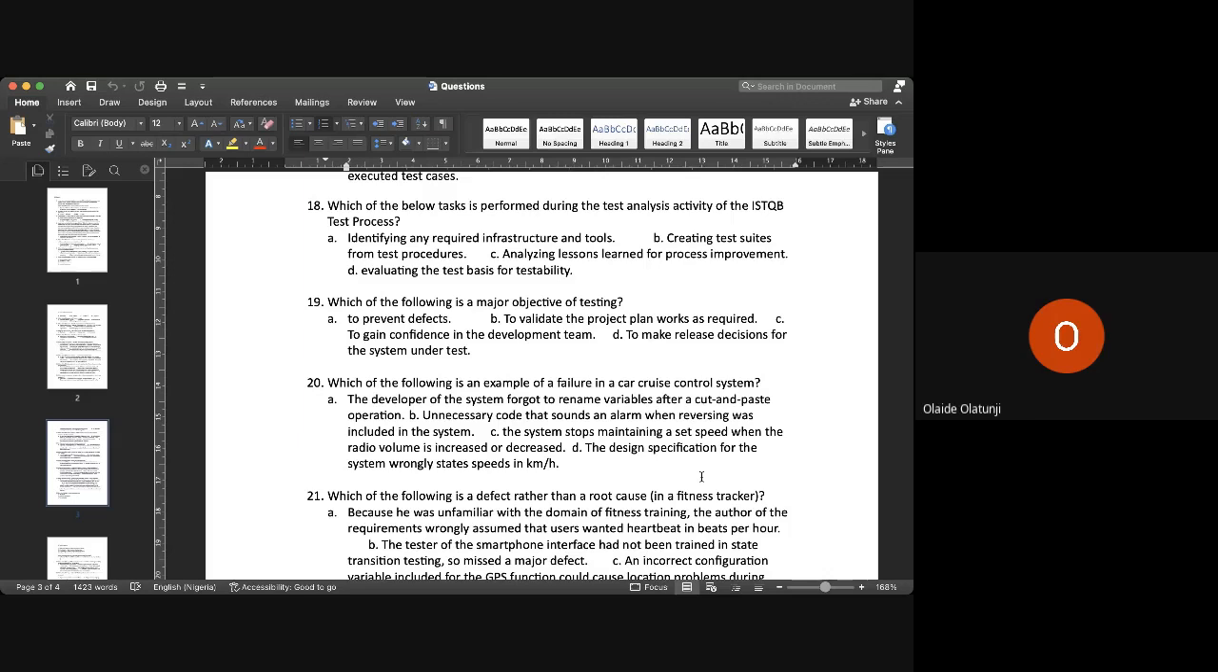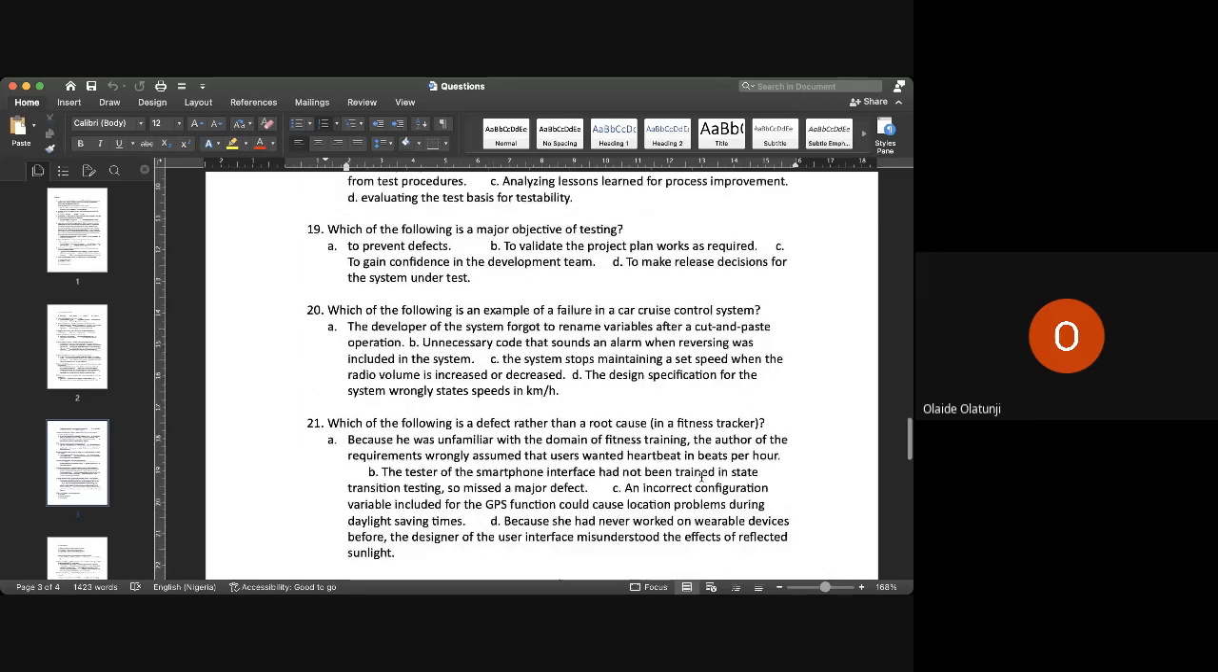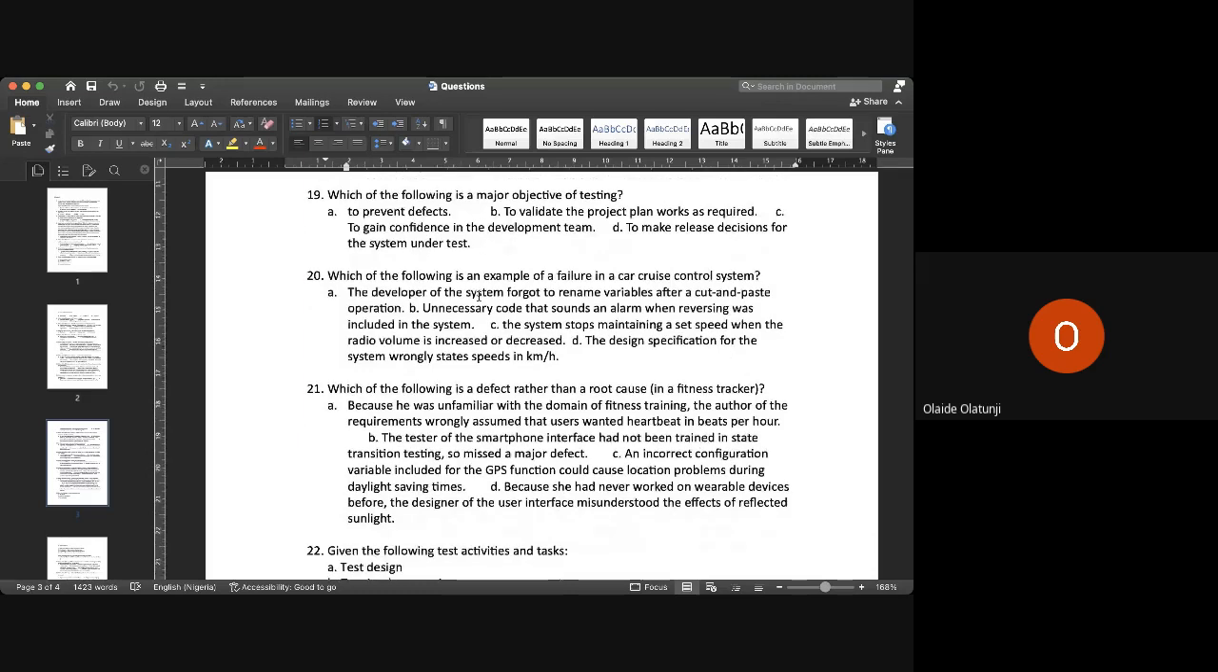Okay, I think we have 3 minutes. Which of the following is an example of a failure in a car cruise control system? What did you pick? 20, is that 19 or 20? 20. Which of the following is an example of a failure in a car cruise control system?